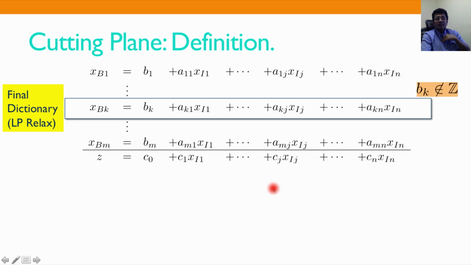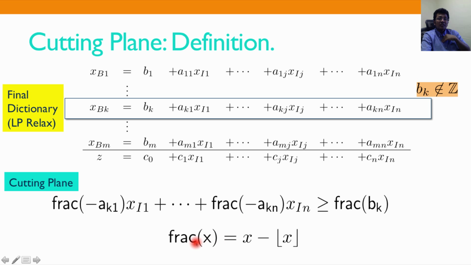Now you may ask me, what's the formal definition of this fractional part? It's just x minus the floor of x. I hope this part is clear. This formalizes the cutting plane as we know it, and this is called the Gomory-Chvátal cut. It's a very important definition, and once we have this cutting plane, we can add it back to the problem and proceed with solving the problem recursively.